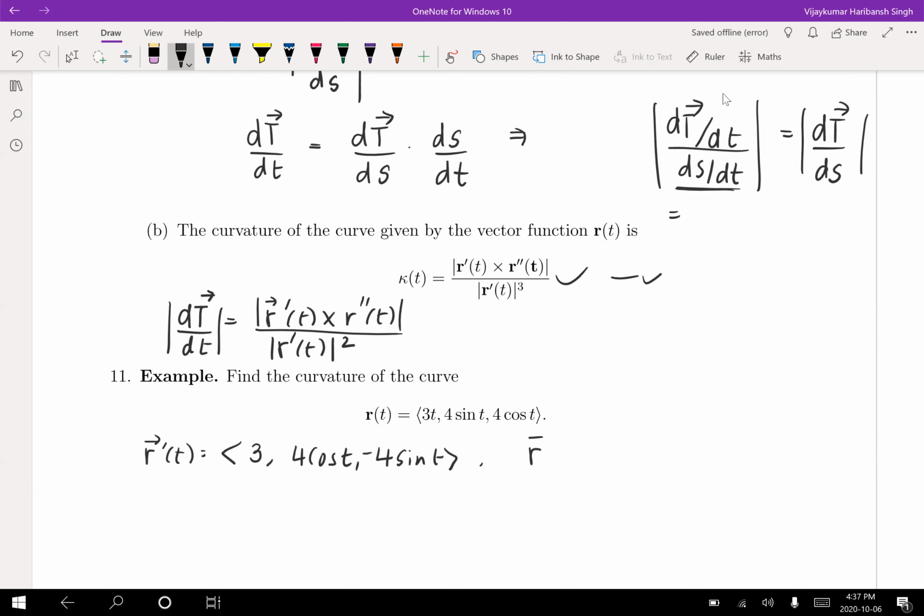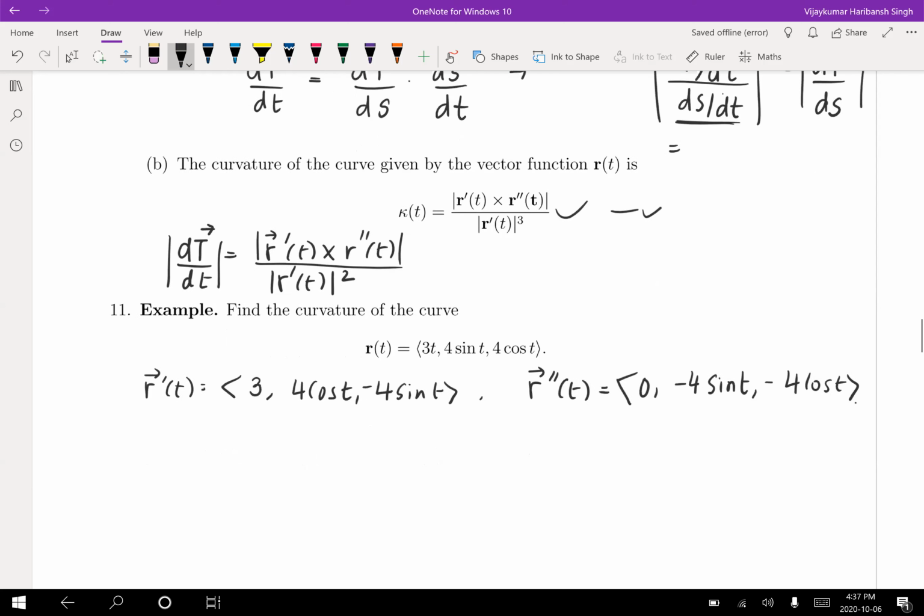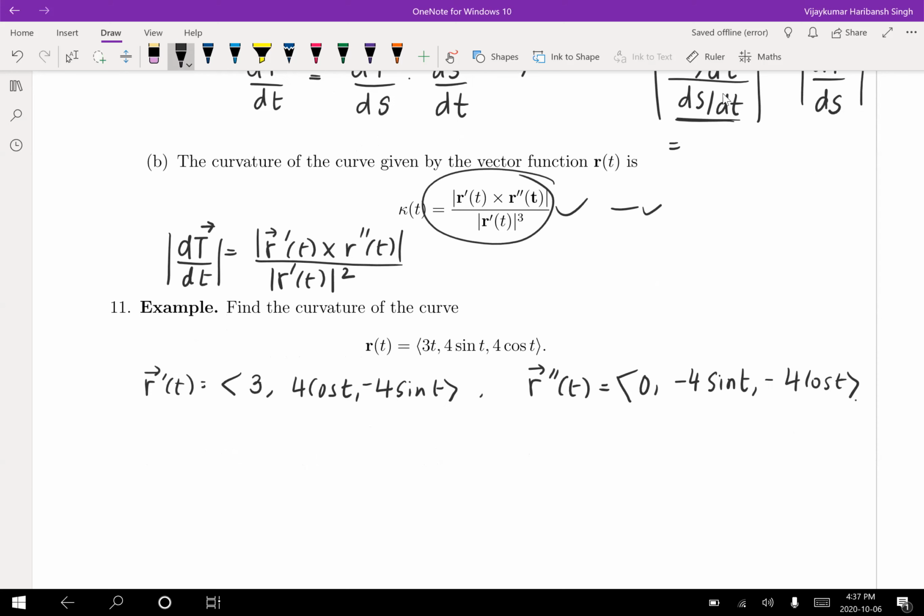Your r double prime of t is going to be 0, minus 4 sine t, minus 4 cos t. So then we are computing this quantity here to find out the curvature. So first compute r prime t cross r double prime of t.